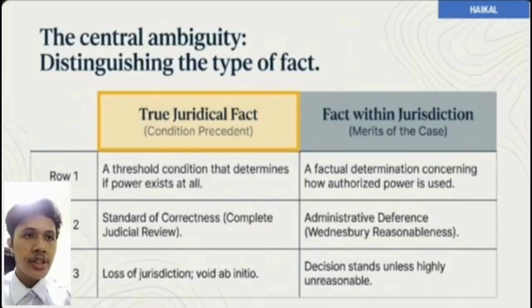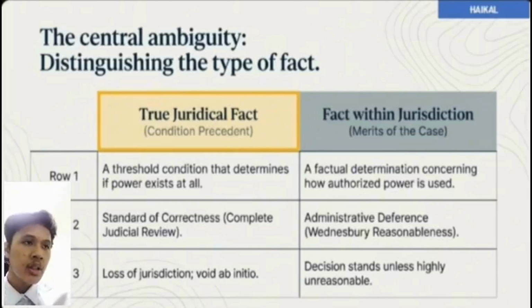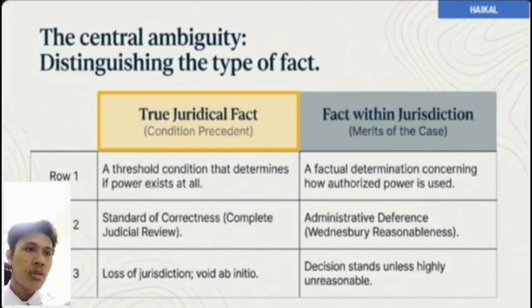Finally, an important issue is distinguishing between a true jurisdictional fact and a fact within jurisdiction. A true jurisdictional fact is a threshold condition that determines whether the authority has jurisdiction to act at all. For this type of fact, the court can conduct a complete judicial review. If the required fact does not exist, the authority has no jurisdiction and its decision may be considered void ab initio, meaning void from the beginning.